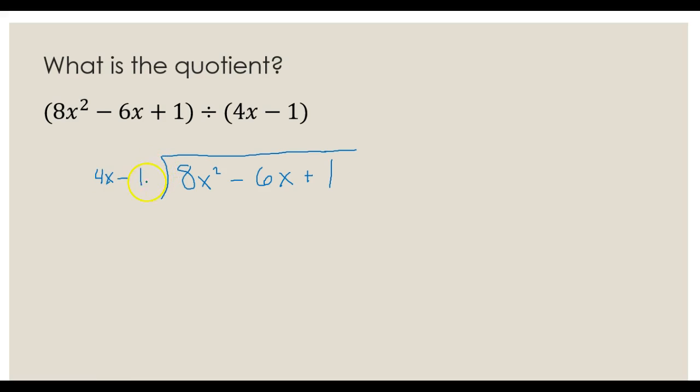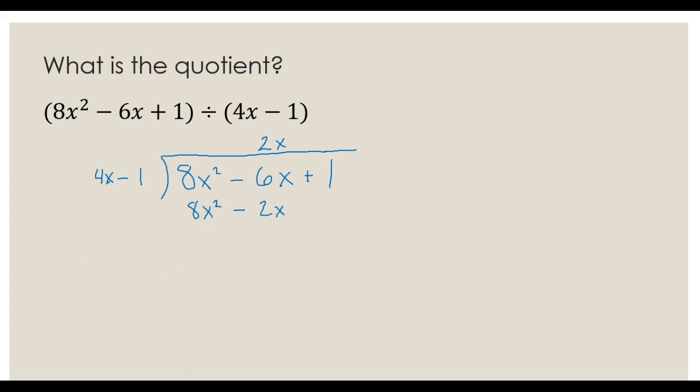We're dividing by 4x minus 1, and then we ask ourselves, how many times does 4x go into 8x squared? And that would be 2x times. So we put the 2x above the negative 6x because those are both x to the first powers. Okay, so 2x times 4x minus 1 is 8x squared minus 2x.